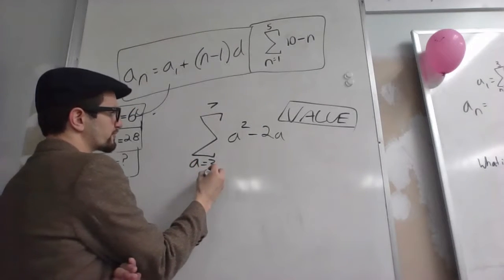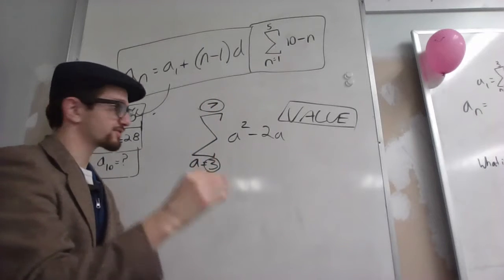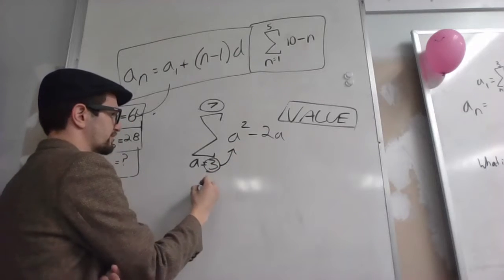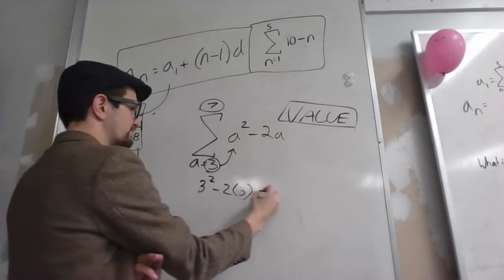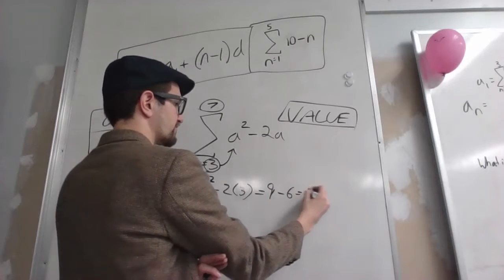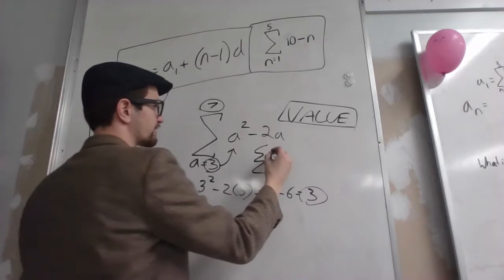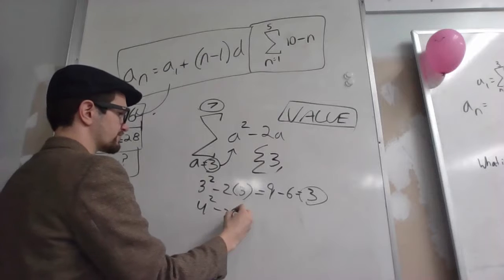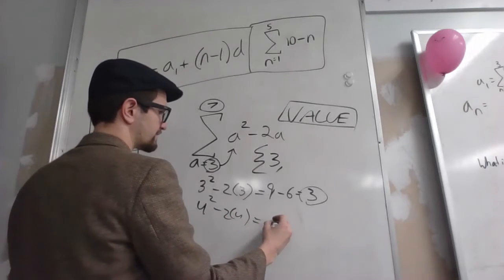So I'm going to start with from 3 and plug in every number leading up to 7, and then add my answers together. So first, I would plug in 3 into the equation, which would give me 3 squared minus 2 times 3, which gives me 9 minus 6, which gives me 3. So in my answer box, I'm going to write 3. Now I plug in 4. 4 squared minus 2 times 4. That's 16 minus 8, which gives me 8.